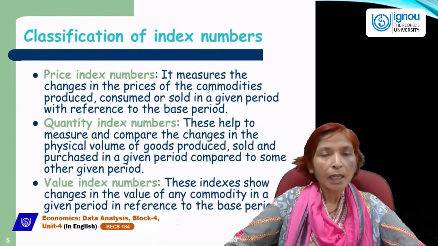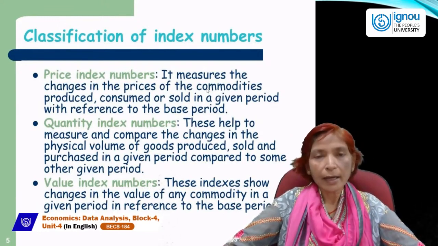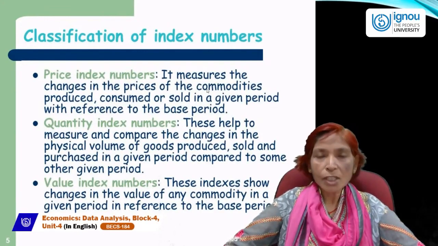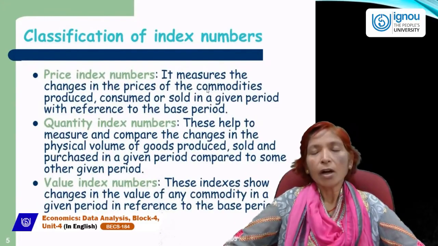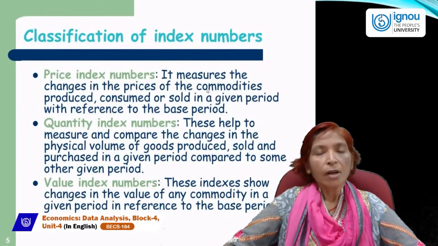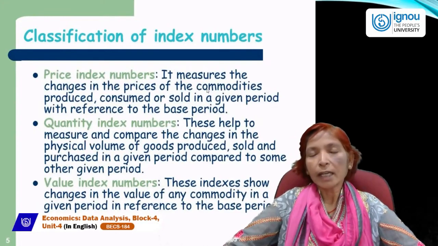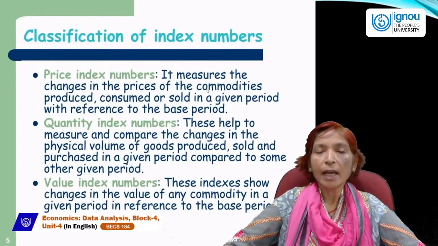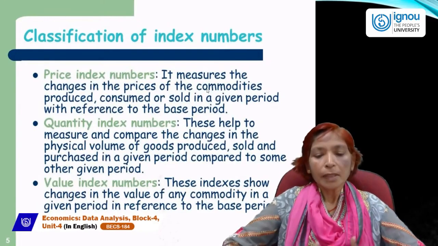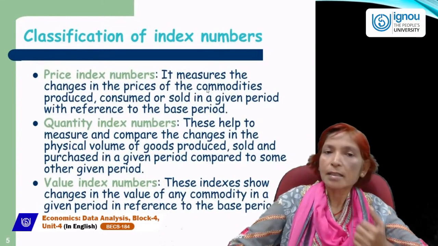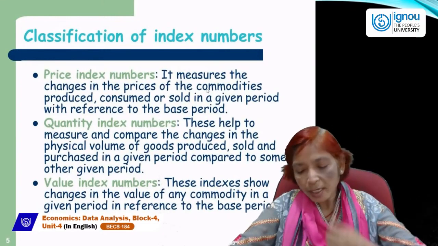It means, in short, we can say that an index number tells us the relative change in any commodity's price, quantity, and value of that commodity or any other thing. We can estimate by comparative study, and we can analyze the comparison between these different concepts. So index number is very helpful.